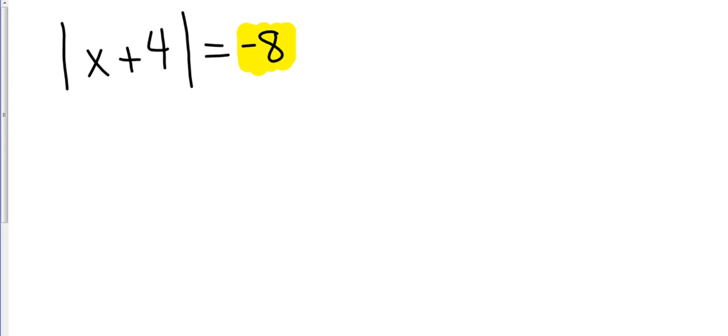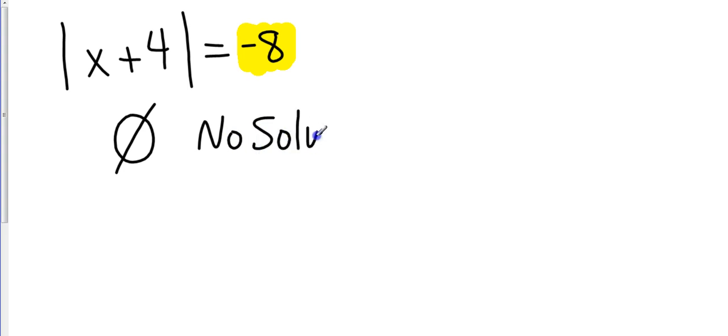So if you see problems like these, a green light in your brain will tell you right away, there's our symbol. And remember, that's the symbol for no solution. There's not a single number that I can put in an absolute value bracket to give me a distance of a negative number. So that's Chapter 2, Section 5, Absolute Value Equations.